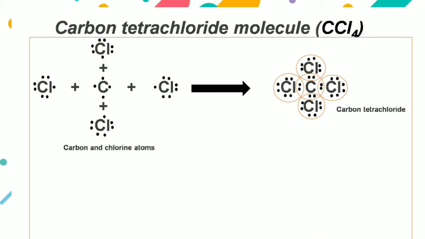And as carbon has shared one electron pair with each of the chlorine atoms, so there is the formation of a single bond between carbon and each chlorine atom. Like this, there are 4 single bonds in carbon tetrachloride molecule.